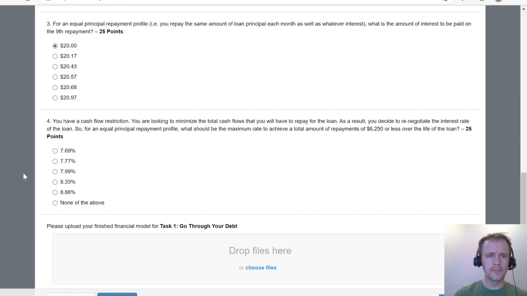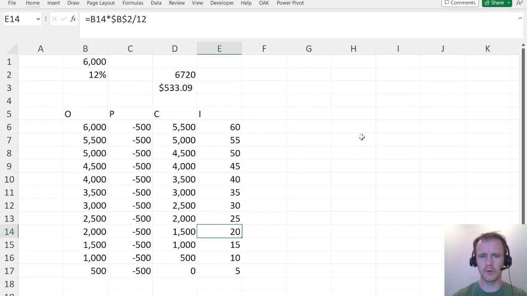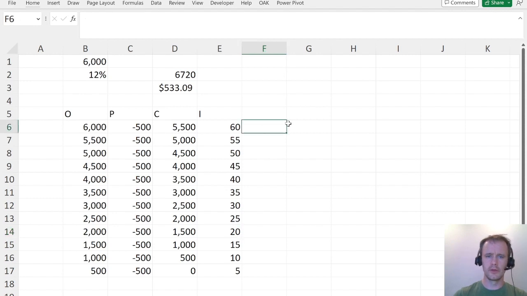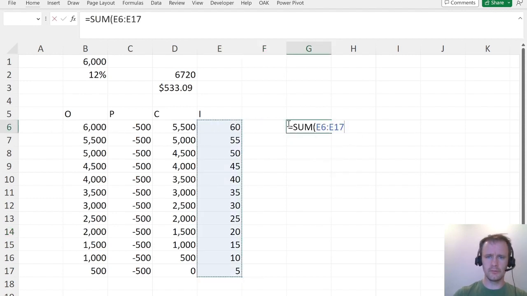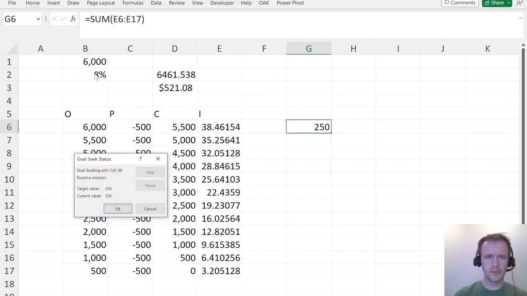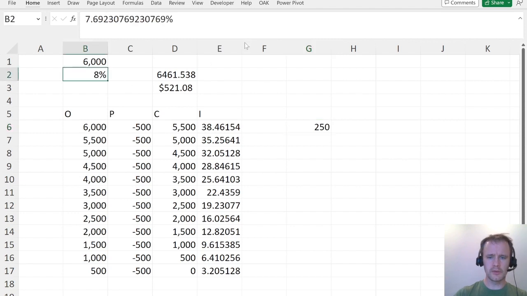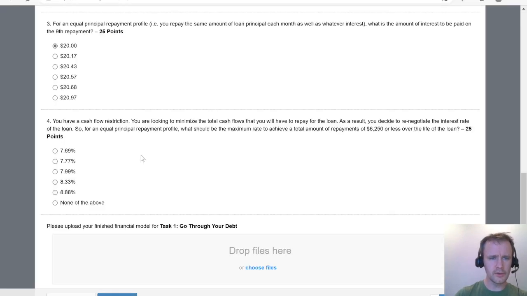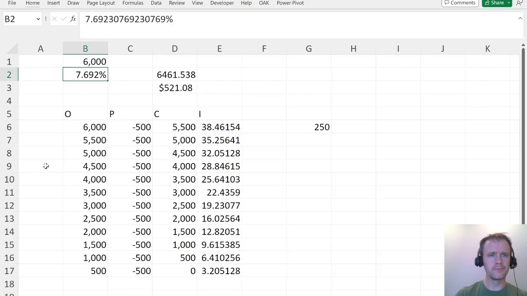Okay. You have cash flow restriction, minimize total cash flows that you'll have to repay for the loan. As a result, you decide to renegotiate the interest. So for an equal principal repayment profile, okay, what should be the maximum rate to achieve a total amount of payments of 6,250 or less over the life of the loan? Okay, so in other words, this has to be 250. By screwing around with this, and we get 8%. We get 7.69. Okay, good.